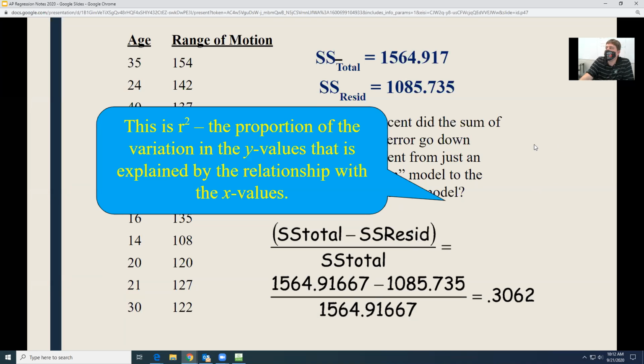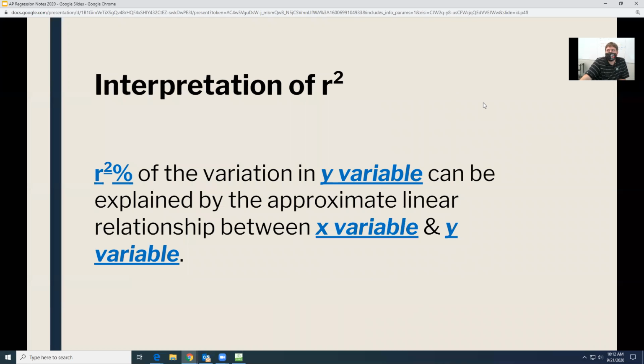Now we're starting to get to more of what is causing it versus just related to it. We can't say for certain that age is the only cause, but we can definitely start saying how much of it has effect. So here's how you interpret your R squared, because like everything else in class, we have to have a description. So we would say our R squared percentage. For this problem, we would say 30.6% of the variation in motion can be explained by the approximate linear relationship between age and range of motion. So my R squared is telling me that 30.6% of my variables can be explained by that X variable.